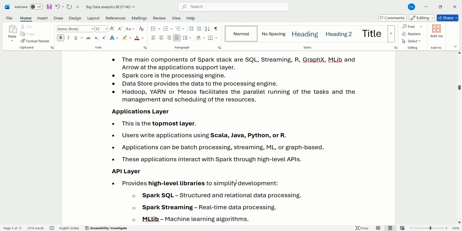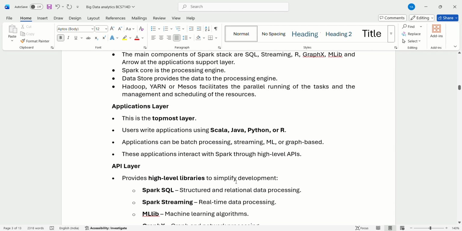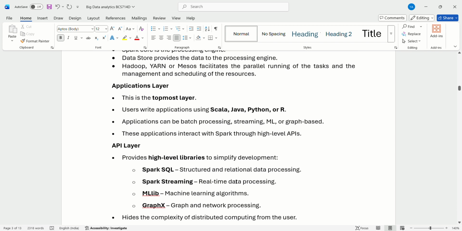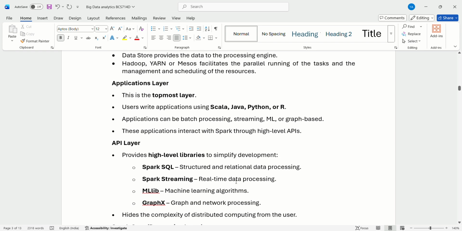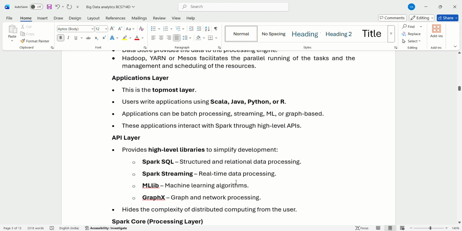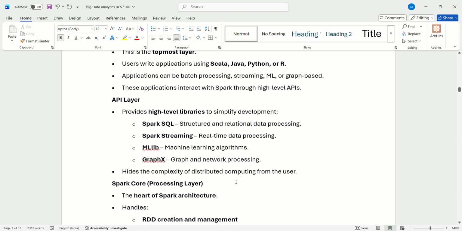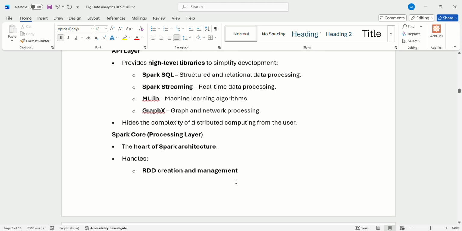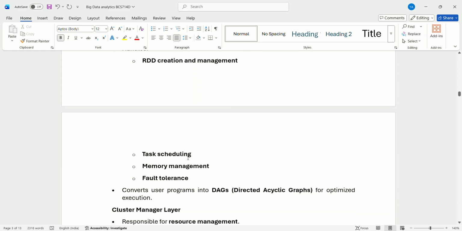Applications can be batch processing, streaming, ML, or graph-based. These applications interact with Spark through the high-level API. Next is the API layer, which provides high-level libraries to simplify development: Spark SQL, Spark Streaming, MLlib, and GraphX. Next comes Spark Core, the processing layer, the heart of the Spark architecture. And these are the components, or the things that are performed there.